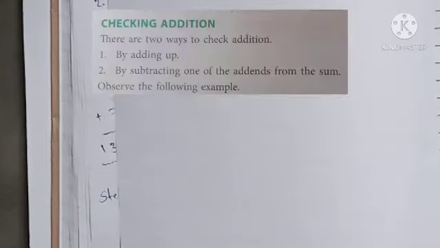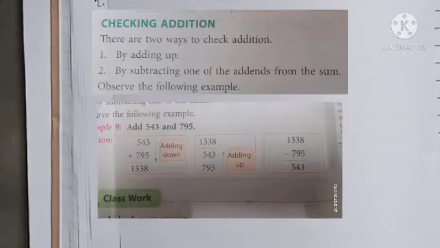Yes, for checking the addition, there are two steps. Here you can see: by adding up, and by subtracting one of the addends from the sum. Now here below I have given some examples. Please observe it. See the first box, what is there? When we come to the second box, how is it? And when we come to the third box, see here. In the first box we had added up. In the second box we had added up. In the third box we had subtracted. But when we compare all of these, we got the correct answer. Like that we have to do the checking of the addition.